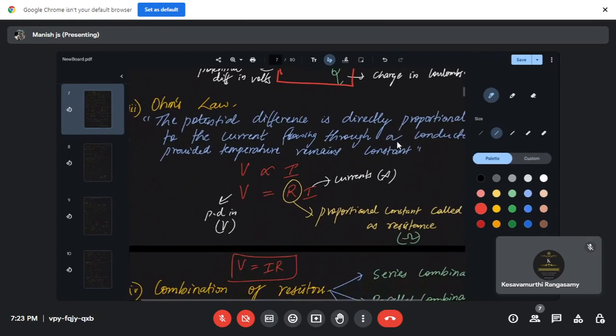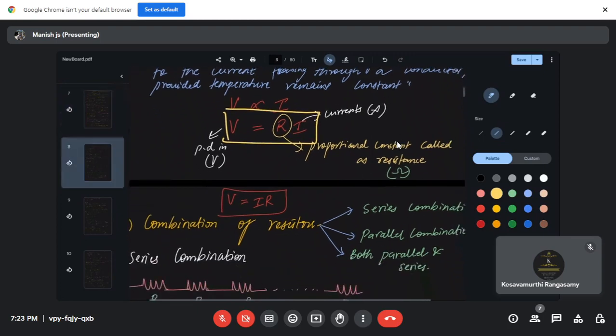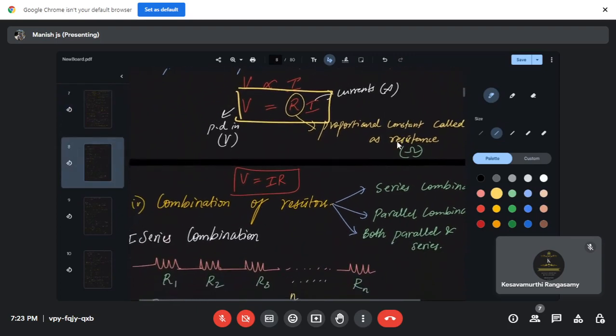Third, very important, Ohm's law. Ohm's law is quite simple. It gives you a relation between potential difference and current. So we say electric potential difference is directly proportional to the current passing through a conductor, provided temperature is constant. So we can say V is proportional to I. When you remove the proportionality sign, you introduce a proportionality constant, and we call that resistance. Hence we get the relation V is equal to I into R, or R times I, where R is your resistance. The unit of resistance is ohms. That's the symbol which is shown below.